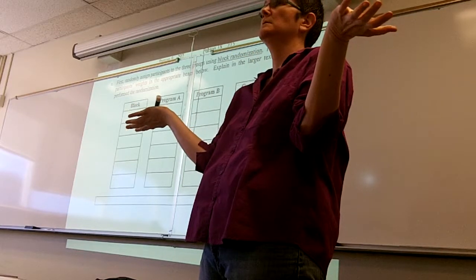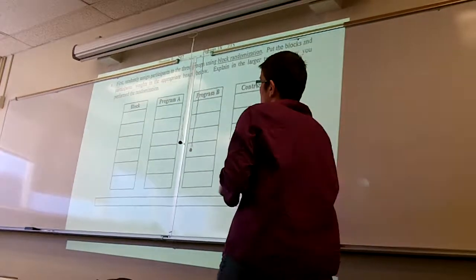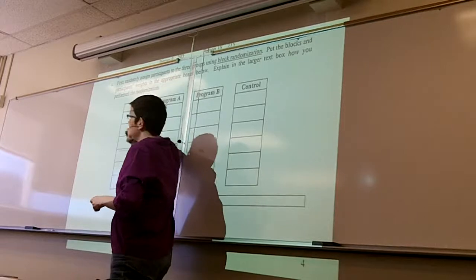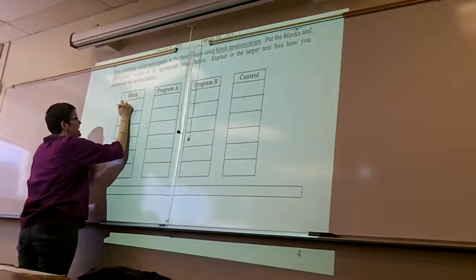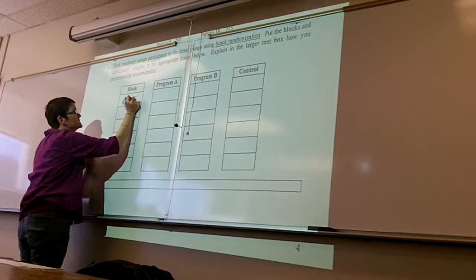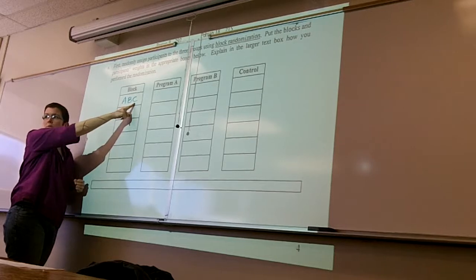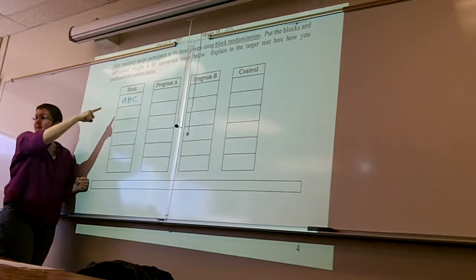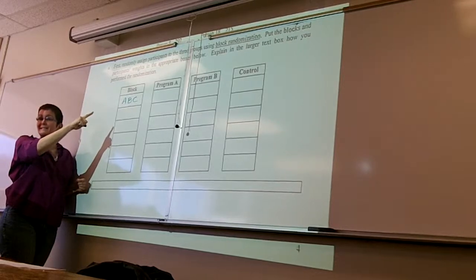Program A, program B, and control. So you want A, B, C, like that? Oh, here we want me to put A, B, C. So diet A first, diet B second, control group. Yes. That's a block, right? Yes. A block is a random order of all the conditions.